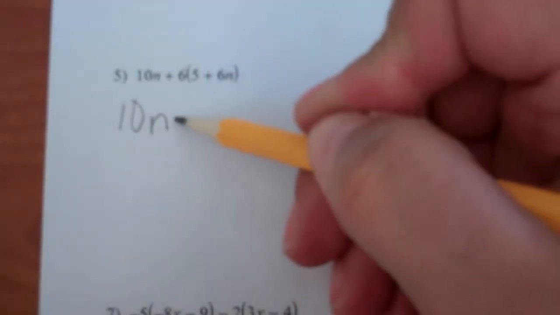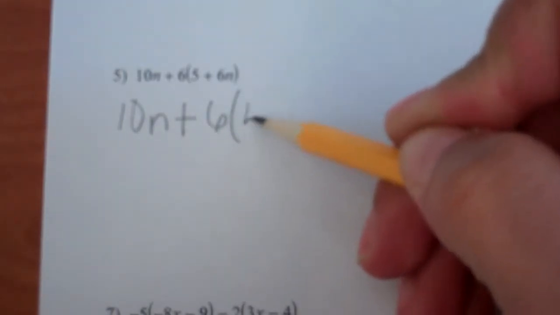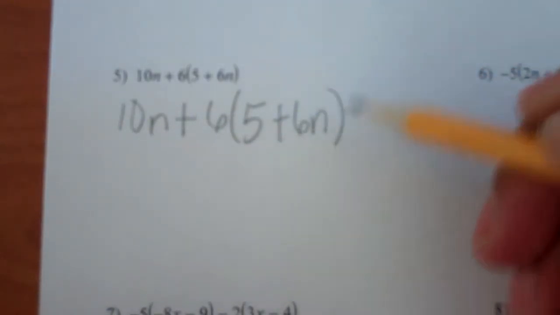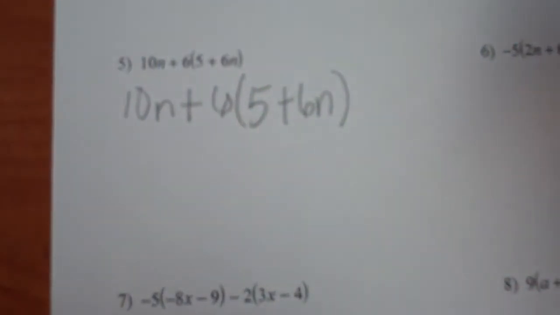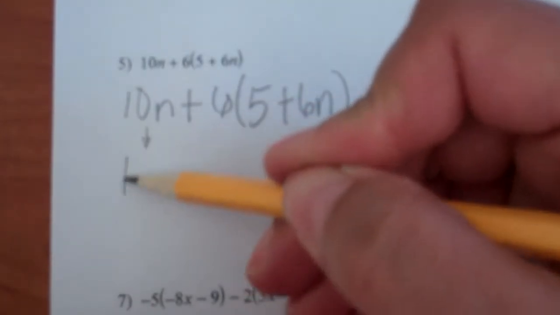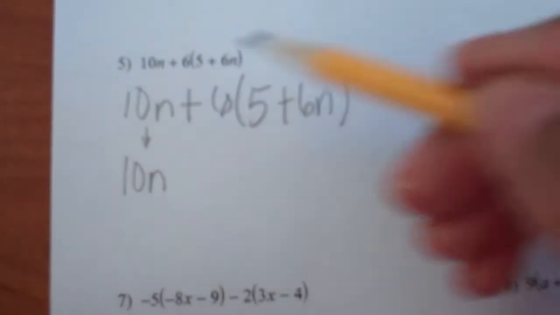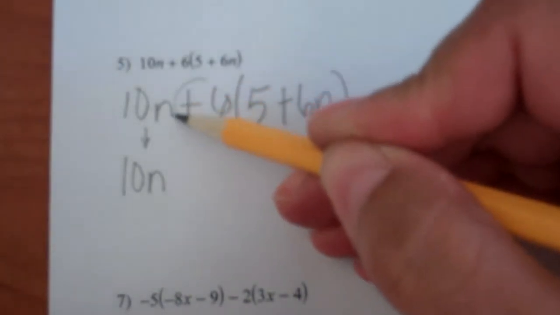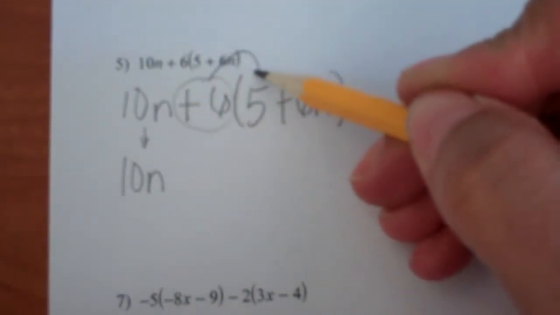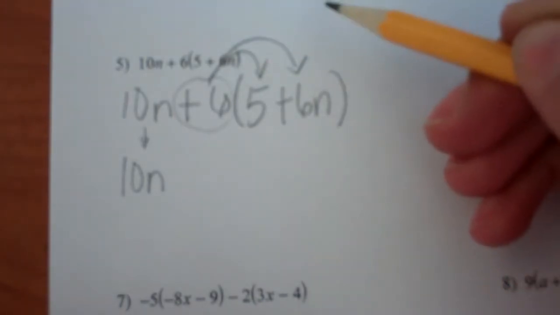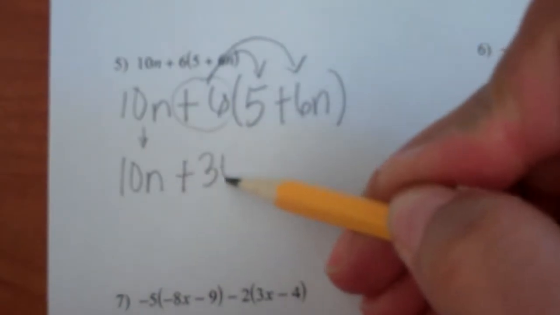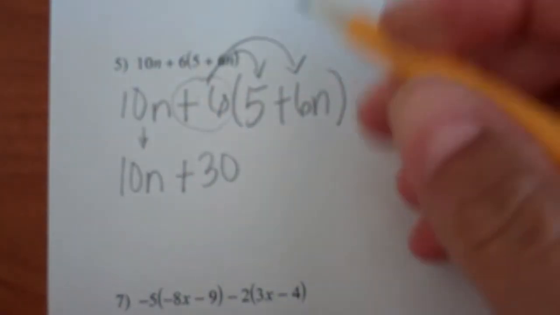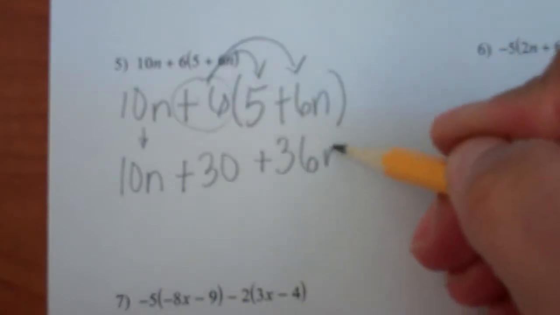Down to number 5, we have 10n plus 6 times the quantity 5 plus 6n. First, we're going to have to simplify these parentheses, meaning we're going to have to get rid of them. So I like to drop down my 10n, my term that's in front, so I do not forget about it. Then we are going to take this positive 6 and distribute, just like we did in those previous examples. Positive 6 times positive 5 is positive 30. Positive 6 times positive 6n is positive 36n.